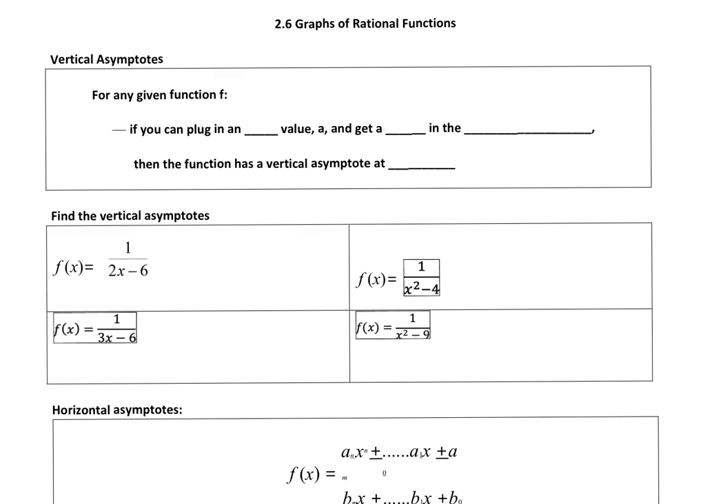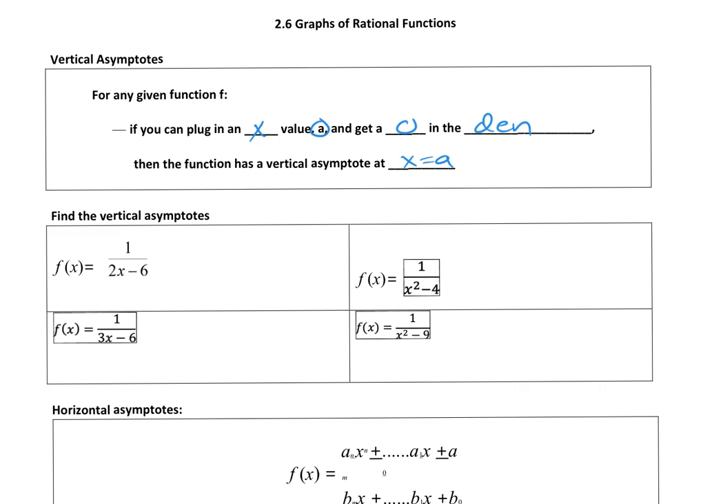So for our definition here, for a vertical asymptote, if you can plug in any x value, which we're going to identify as a, and you get a 0 in the denominator, then the function is going to have a vertical asymptote at the equation x is equal to a. So what we're basically trying to find here are any numbers that you can plug into your denominator to make that value equal to 0.